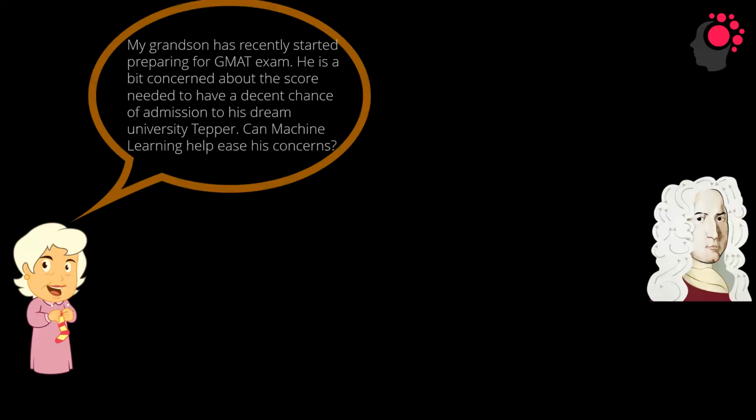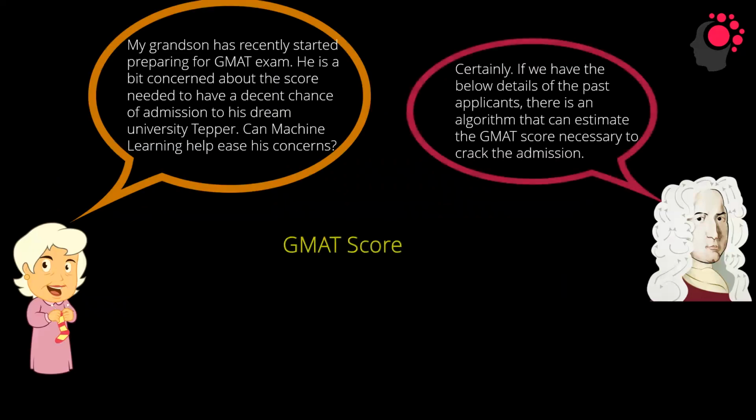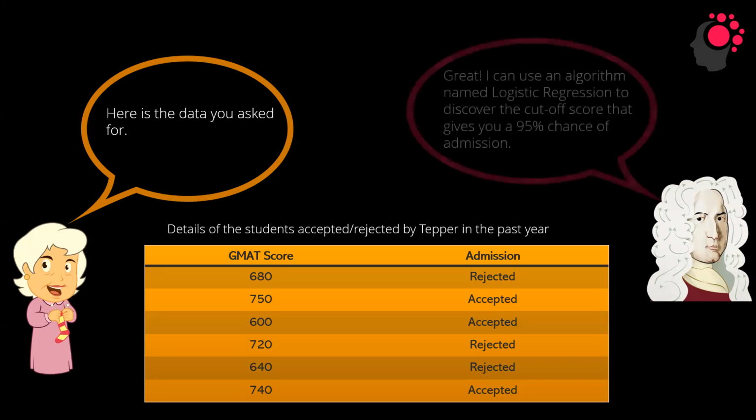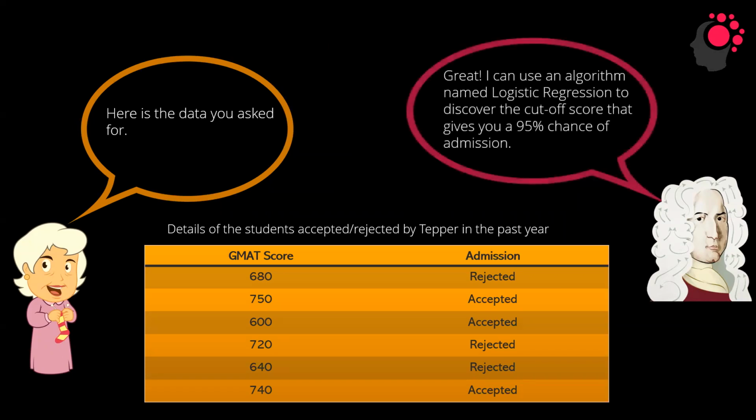Now, if you remember, this is the problem that we had. We had the GMAT score as the input variable, and we are trying to figure out, given the GMAT score of a candidate, the output variable, which is admission status: yes or no, accepted or rejected. Agatha collected this data of GMAT scores and whether that particular student got admitted or rejected. Bernoulli said he can come up with an algorithm, logistic regression, that can figure out the cutoff score required to have a 95% chance of getting into the university, 90% chance, 50% chance, 60% chance. That's what we discussed in the earlier part of the episode.